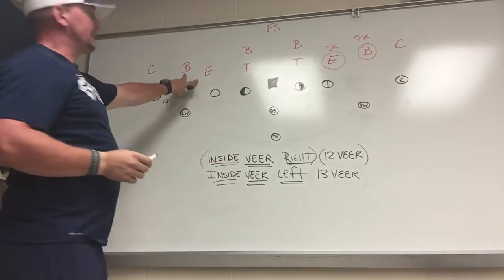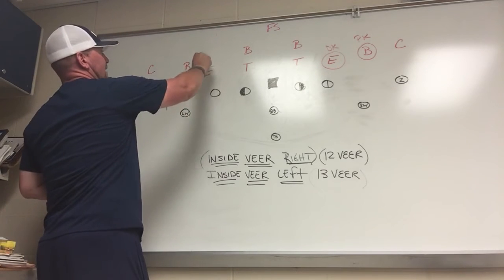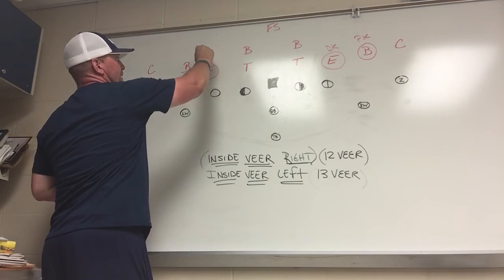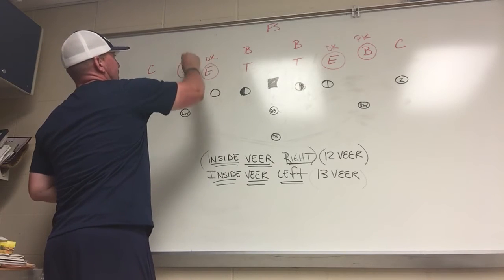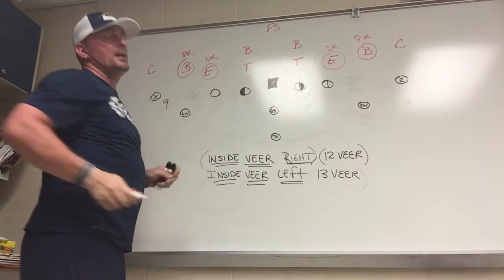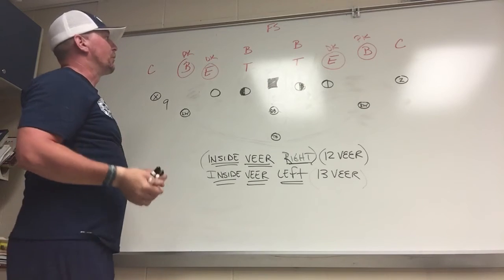The same would be said about the left side too. We have the dive key on the left side if we were to run 13 veer or left veer left. So we have the dive key, and then the outside backer would be the pitch key, depending upon what type of play we're running, which you guys are going to see more of later on.